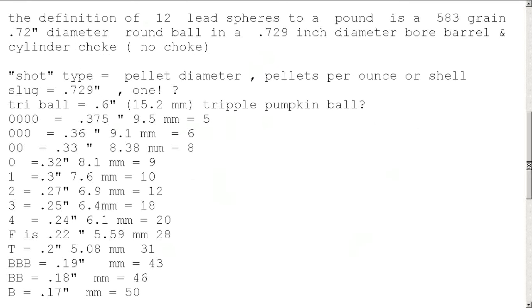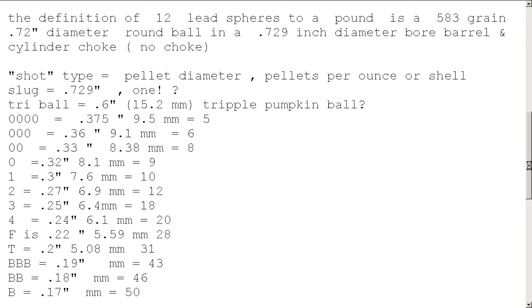So anyway, the definition of 12 lead spheres to the pound is a 583 grain, 0.72 inch, 72 caliber diameter round ball in a 72.9 or 73 caliber diameter barrel. Cylinder choke equals no choke. So let's look up shot types because I had this information I need to look up.